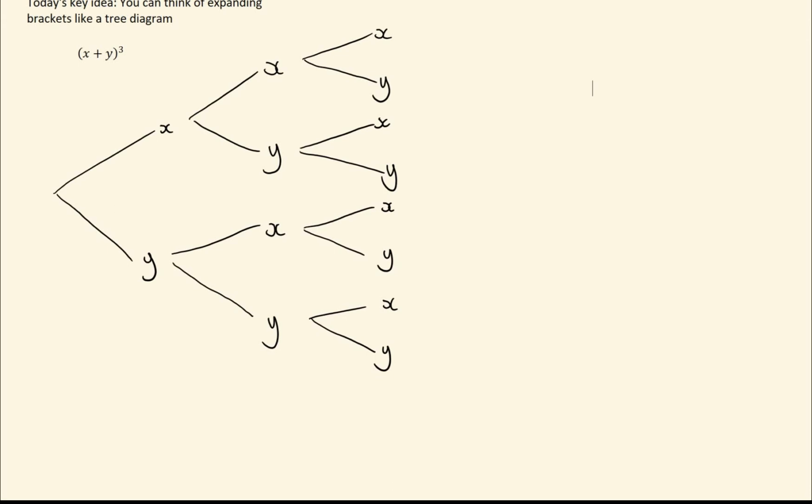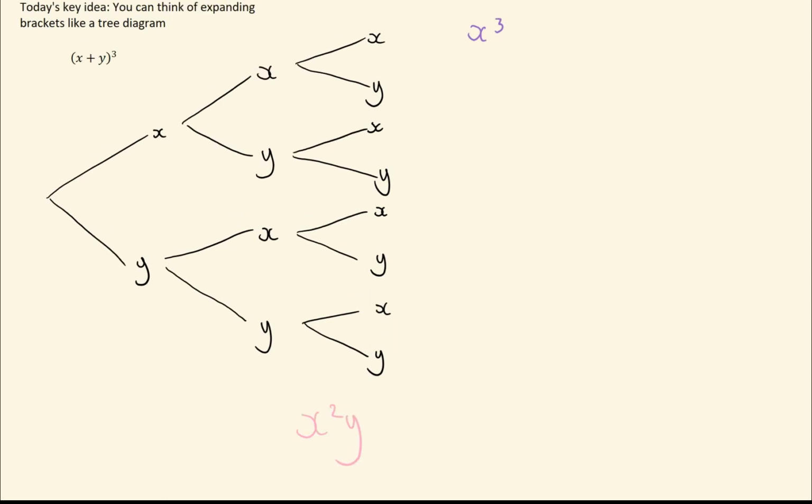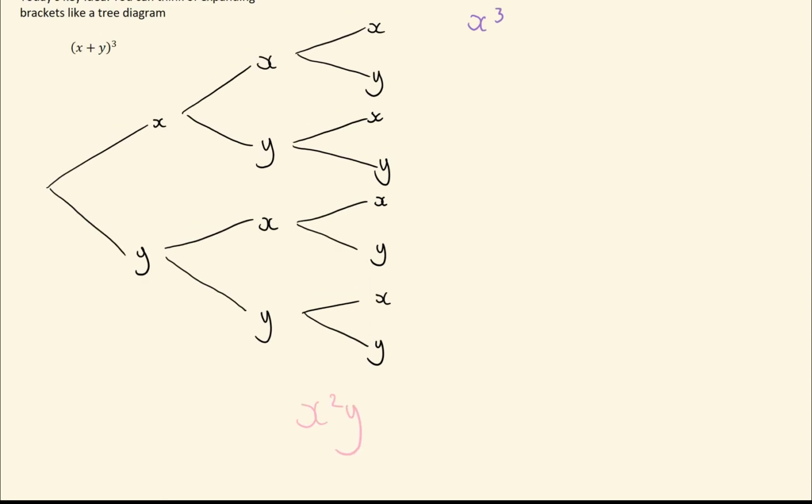So I'm going to get my powers in order. I'm going to start with the biggest power of x, which is going to be this branch here, which gives me my x cubed term. The next term I want, I'm going to try and see how I can get an x squared y. So x squared y means x times x and then a y. So two x's and a y. And it turns out there are three ways of doing this. We've got one here, I have another one here, and another one here. So when you expand it out, you'll say you've got three lots of x squared y.